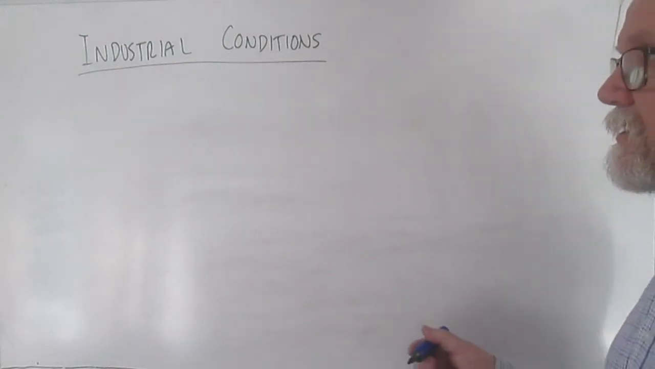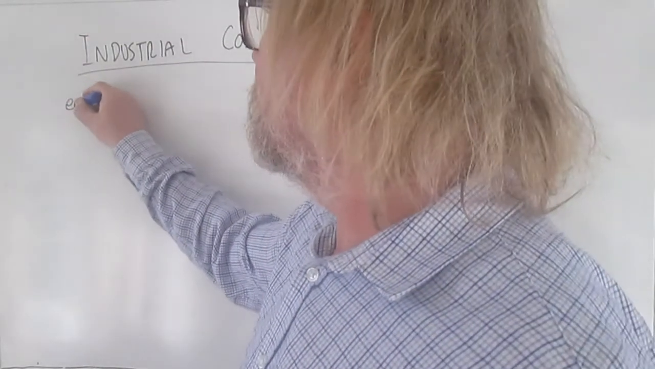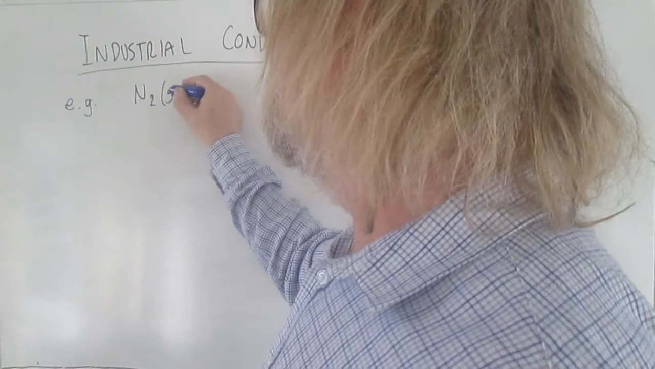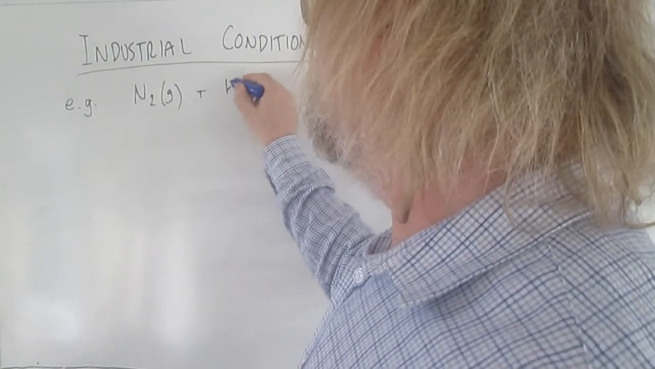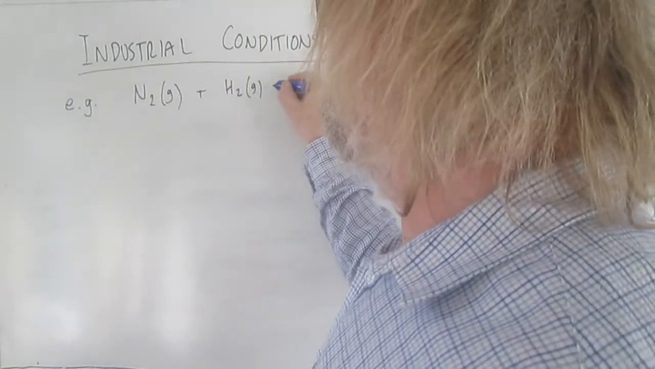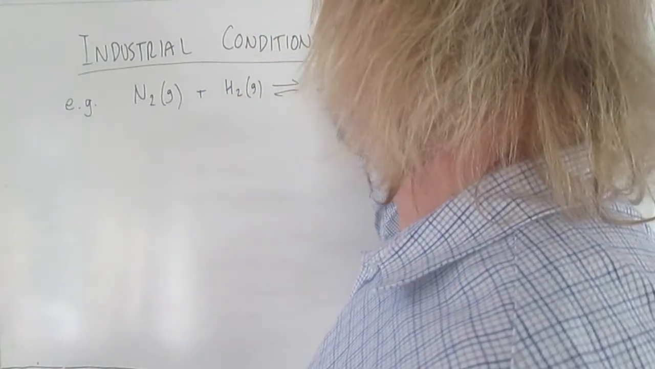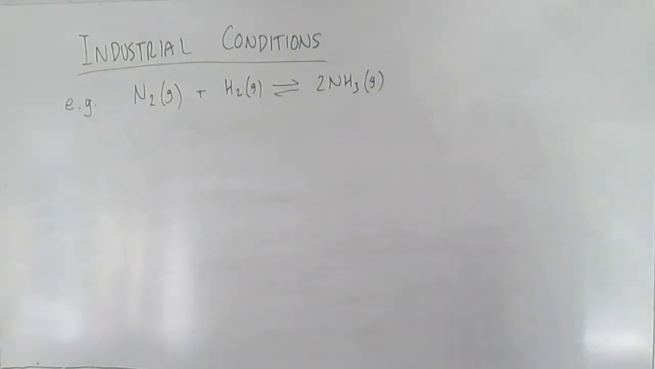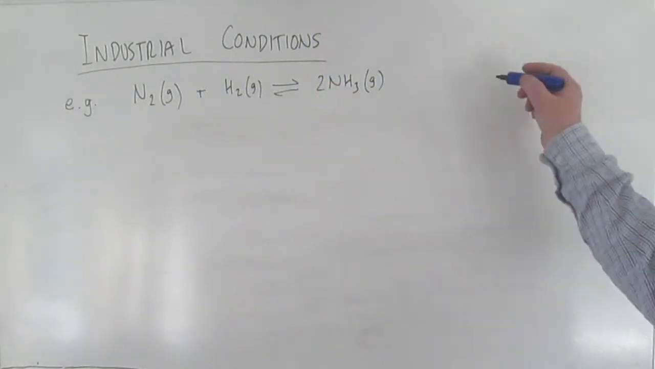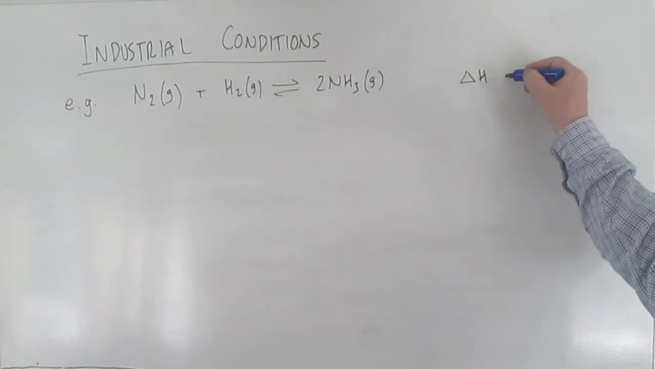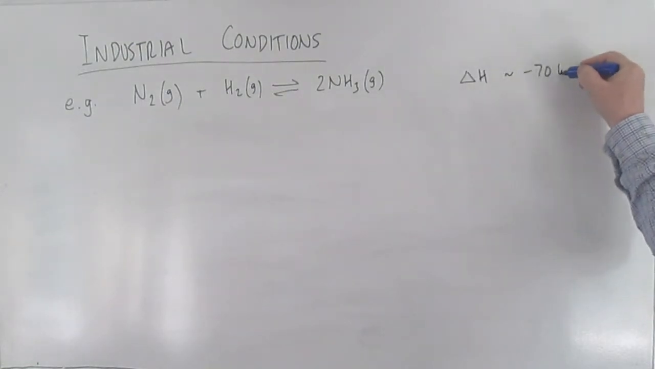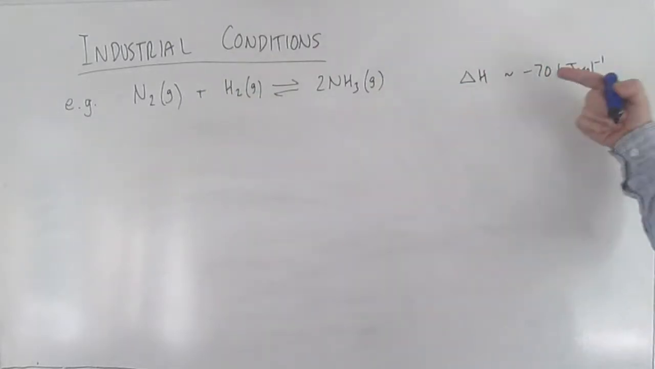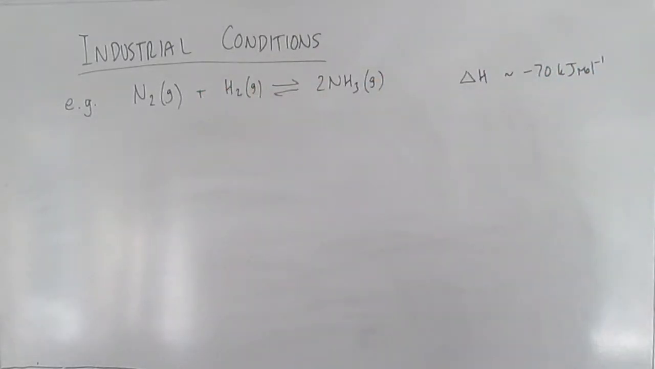So let's use the classic example of this, which is the Haber process. So we've got nitrogen reacting with hydrogen to give you ammonia. So that's the reaction we're going to think about, and delta H for that is about minus 70 kilojoules per mole. Remember, that means minus 70 in the forward direction, plus 70 going backwards.